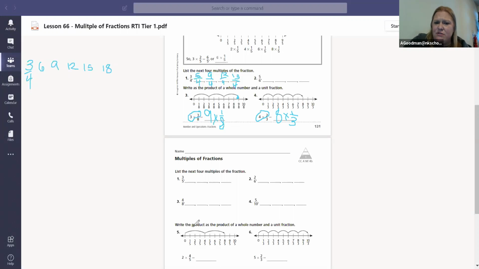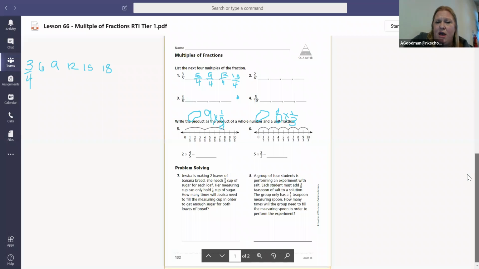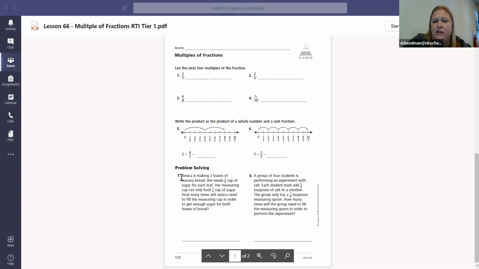Hopefully that makes sense. I'm gonna leave you to do the second half of the page by yourself. So I will be looking at that second half of the page. I do want to do one of the word problems with you first.